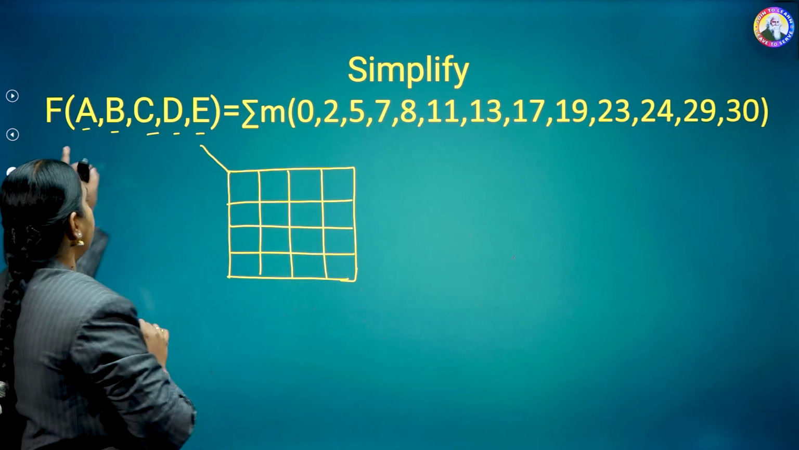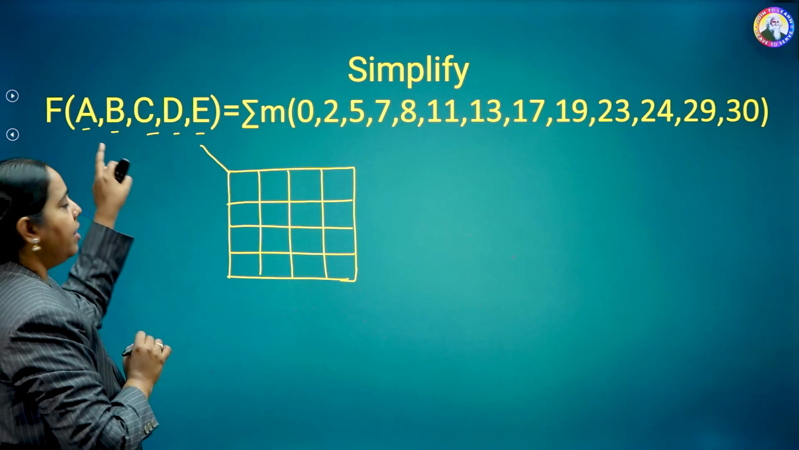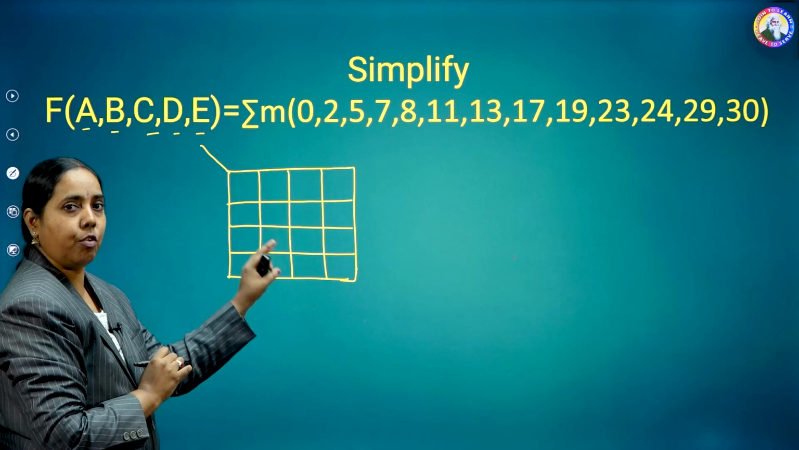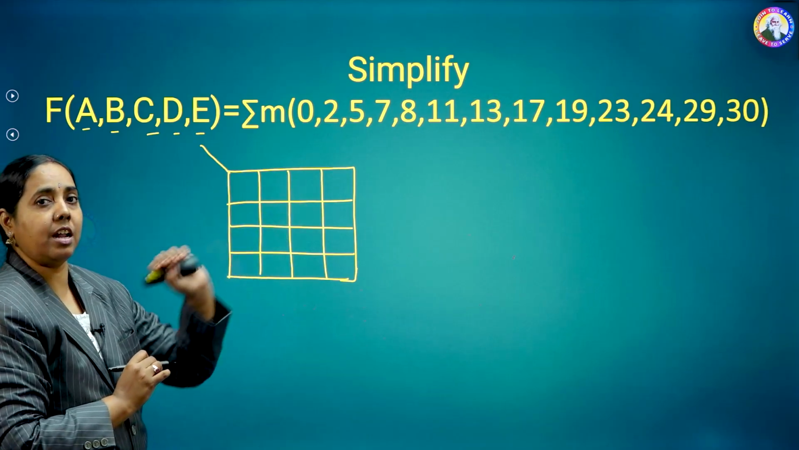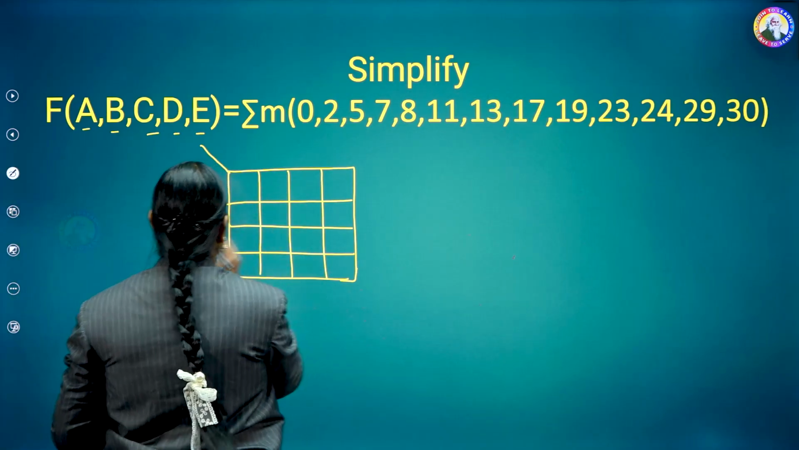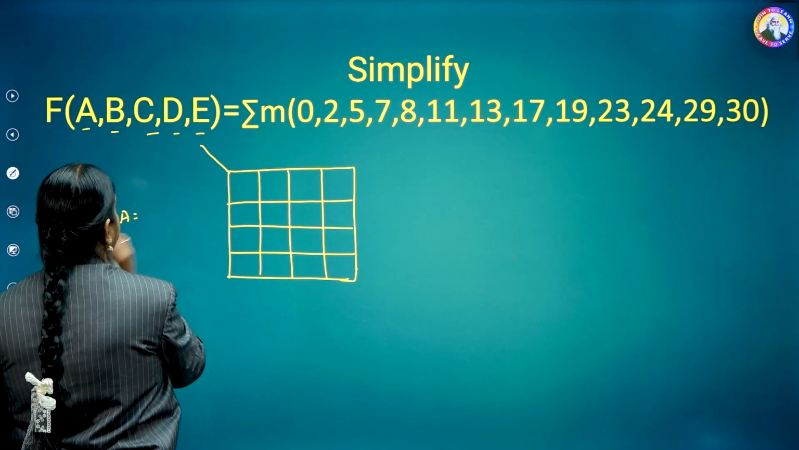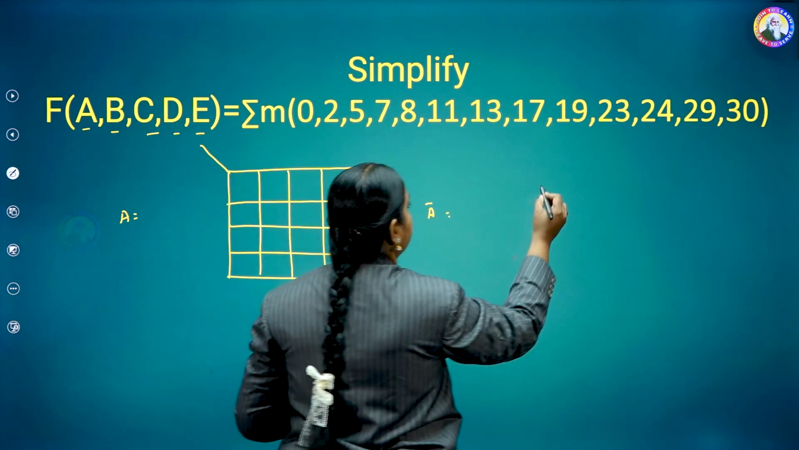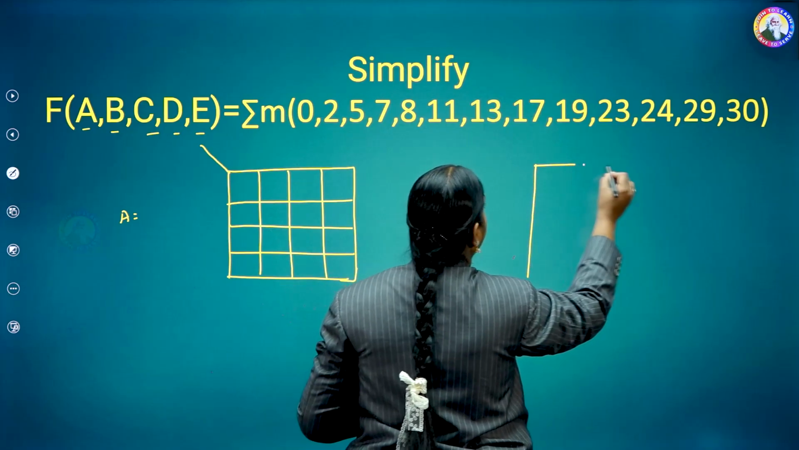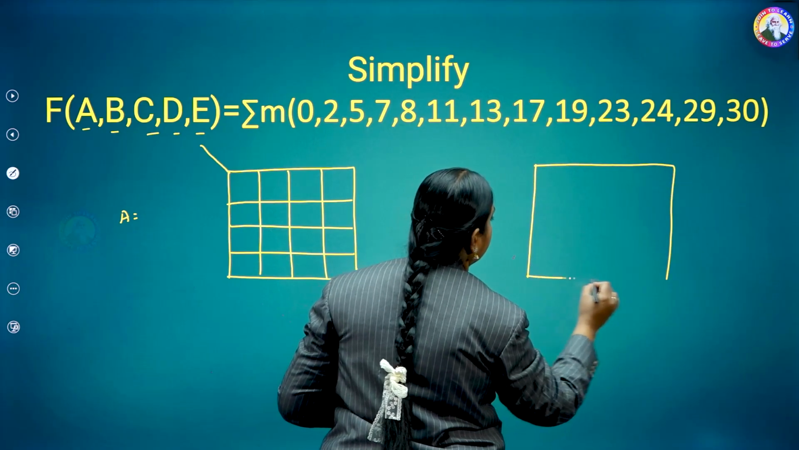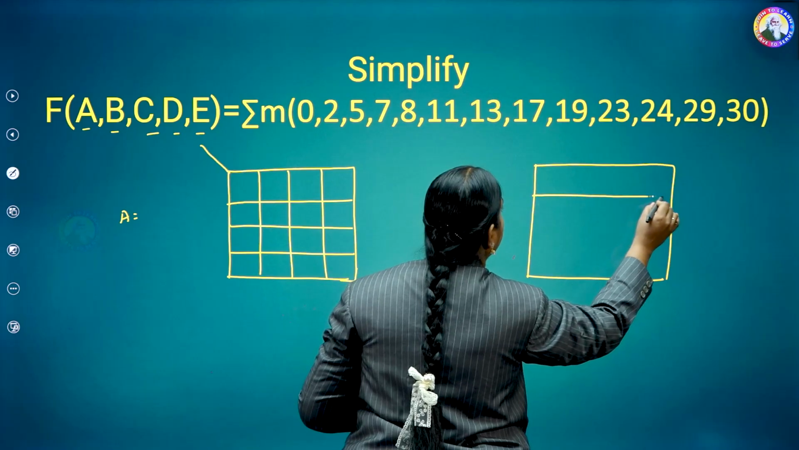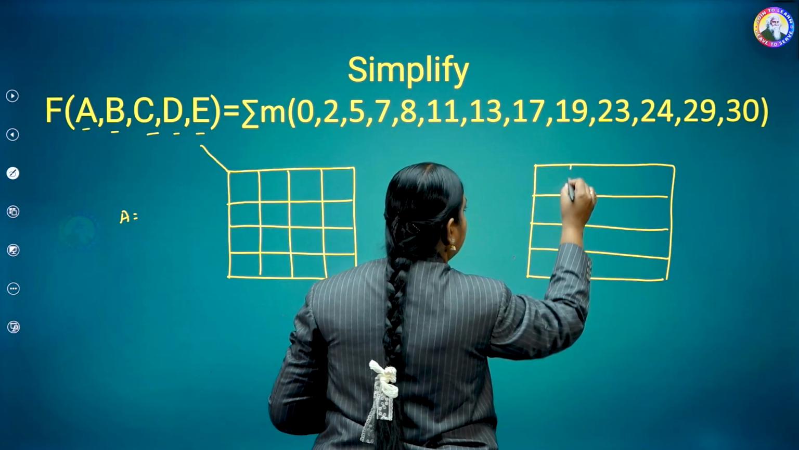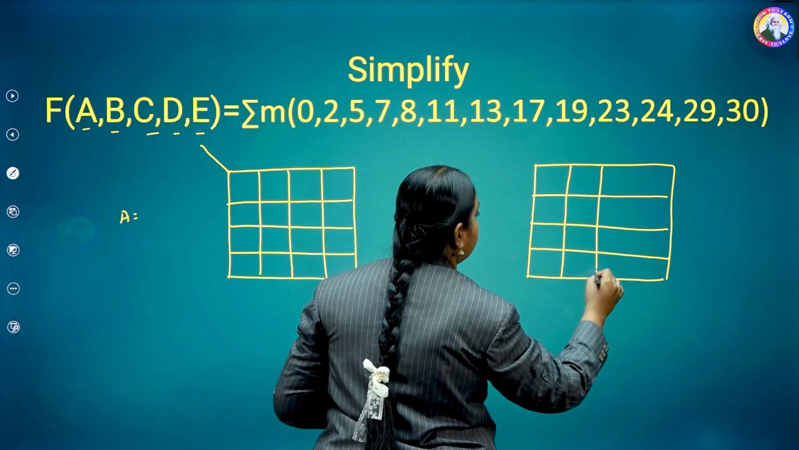Here in this one, for A, B, C, D, E, I will take A as one 4 variable K-map and A bar as another 4 variable K-map. So this represents A. I am naming the squares as A and A bar. If it is like W, X, Y, Z and some more variables, we will take one as the square name of the table.